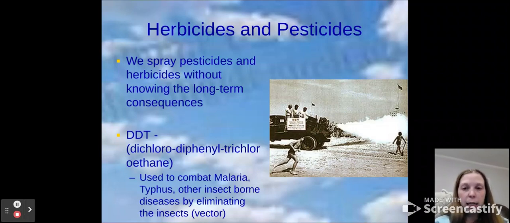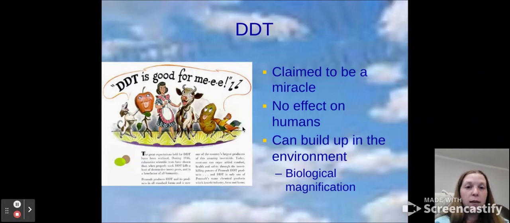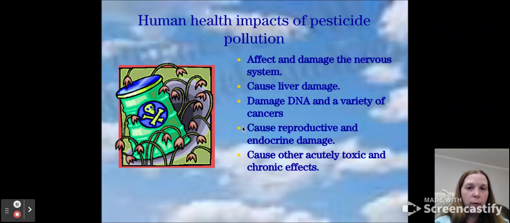But DDT here is used to combat malaria, typhus, and other insect-borne diseases by eliminating the insects themselves. It's claimed to be a miracle. It has no effect on humans, but it can build up in the environment, which will lead to biological magnification. So it builds up in the environment, and then it gets passed through animal to animal on the food chain of the environment.